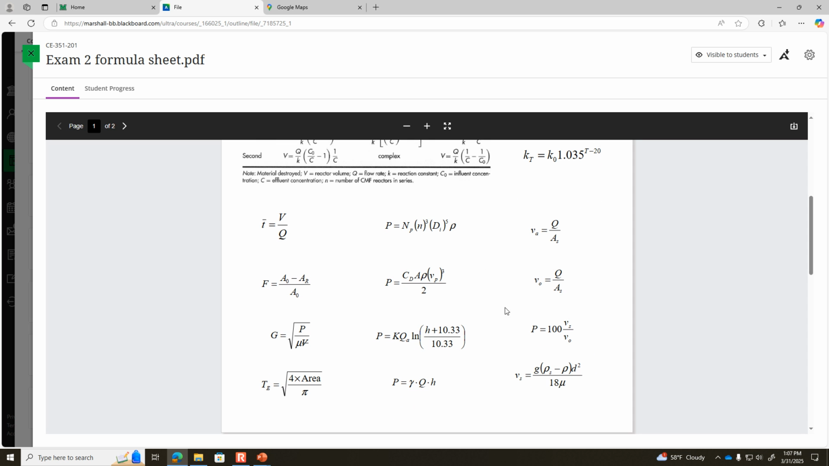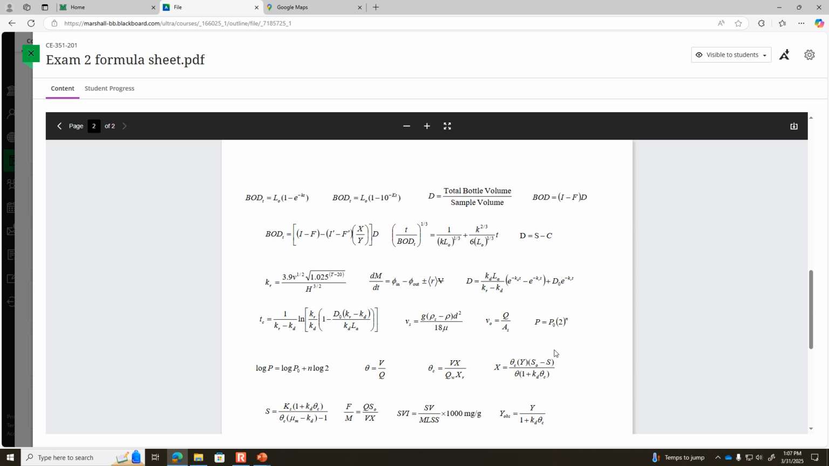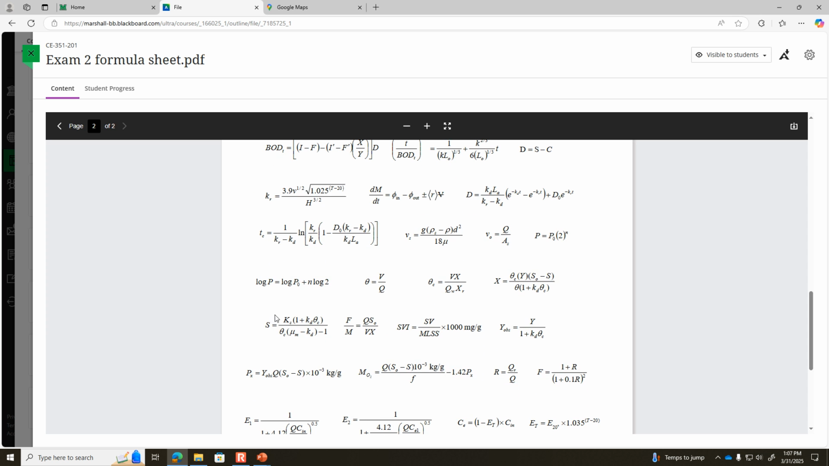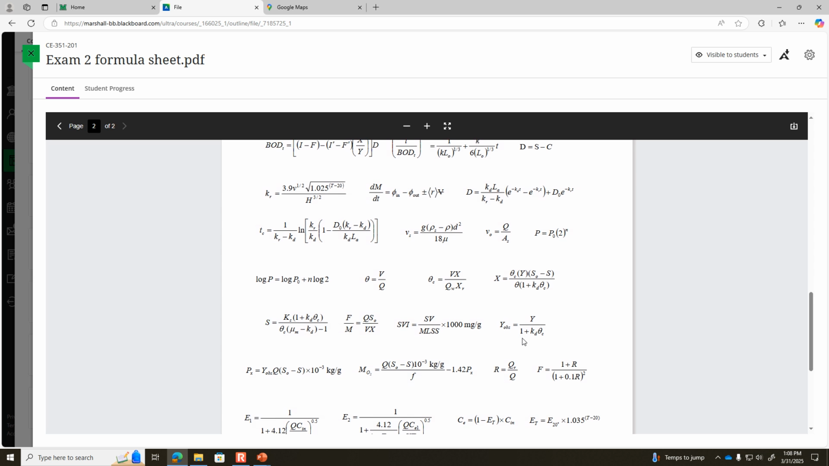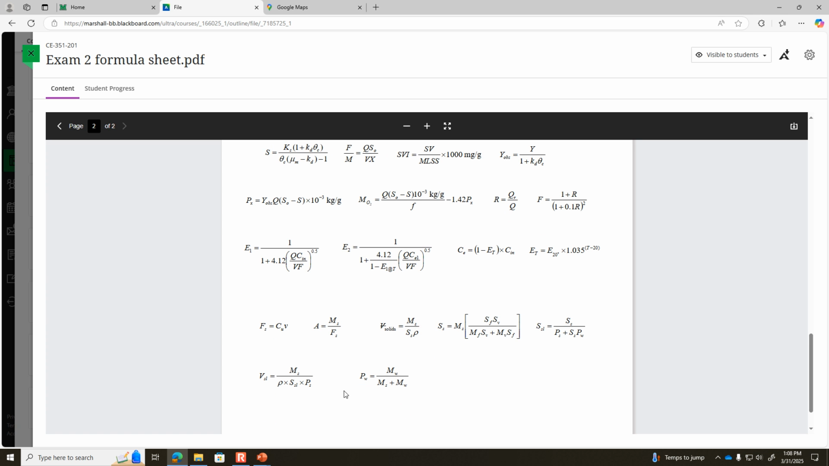It's got mixing power equation formulas, settling velocity, BOD removal. Not everything on here we've talked about. For example, I don't think we talked about dilution when it comes to BOD testing, but it does have the aeration basin BOD removal equations that we've just been working through. And then down here at the bottom, these are the trickling filter equations that we'll start talking about today. It's got some sludge equations.